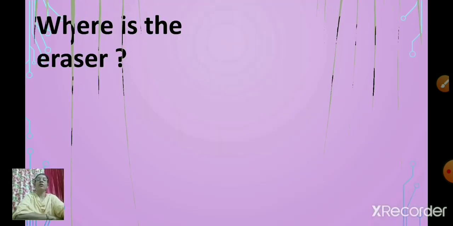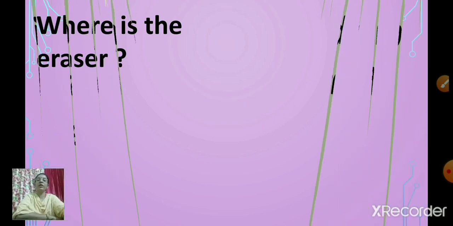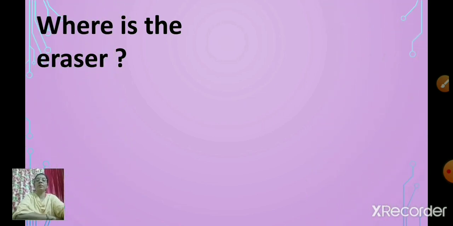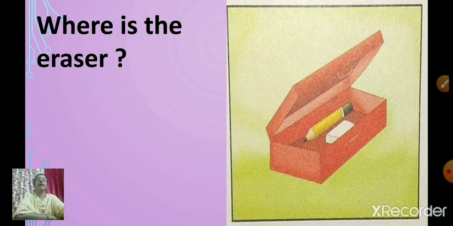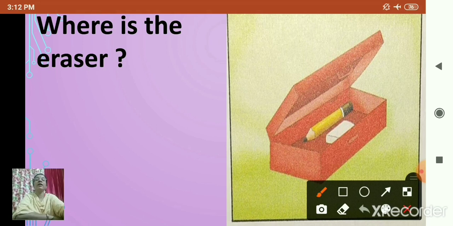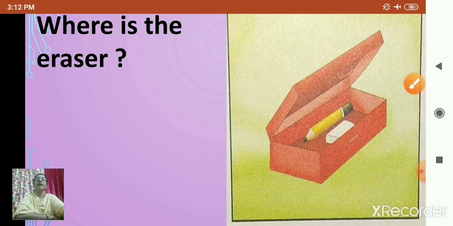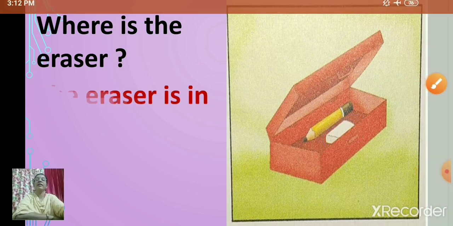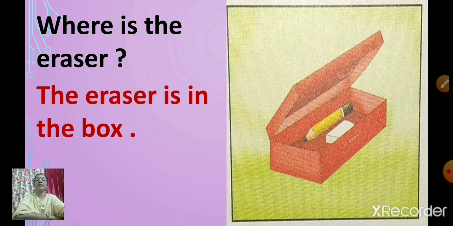Now, again you are going to observe the picture. I am going to show you more examples. Now, see here. Where is the eraser? Again, same picture I am showing you. Can you tell me? Yes. The eraser is in the box.